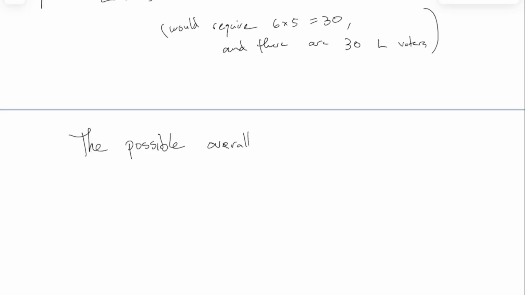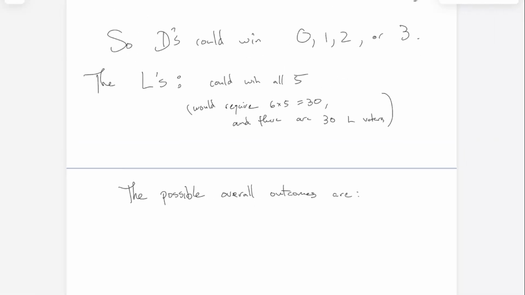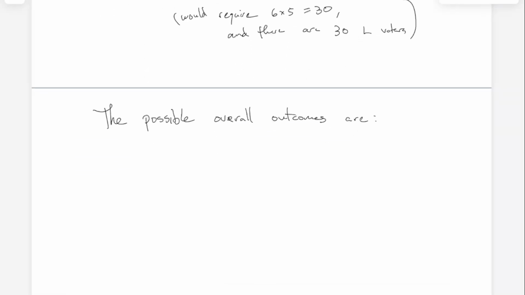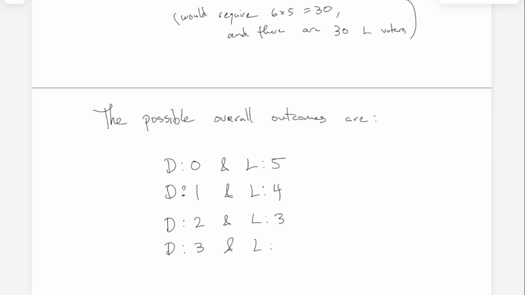So I would say, just to summarize what I've said so far, the possible overall outcomes are, like I said before, the D's could win 0 and the L's could win 5. So the possible outcomes are D0 and L5, right? We could also have the D's win 1, which means the L's have to win 4. Of course, there are 5 districts, so if I say how many the D's win, then the L's automatically win all the other ones. We could have the D's win 2 and the L's win 3. We could have the D's win 3 and the L's win 2.